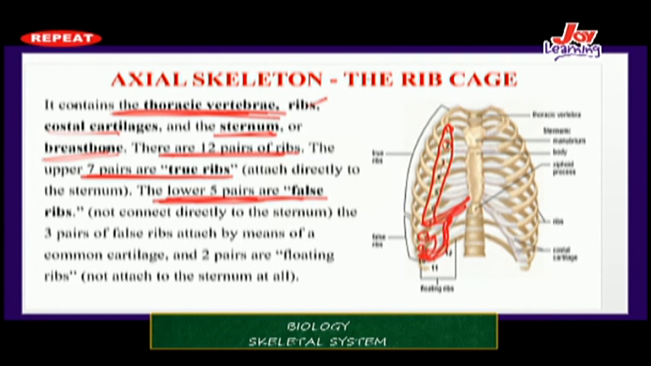So 5 of them are called false ribs because they are not directly attached to the sternum. 3 of them, 8, 9, and 10, will make an extension to attach to the 7th rib cartilage. Then we have the 11th and 12th, the last 2 down there, what we refer to as the floating ribs. That gives us where the vertebral column and the rib cage would end with the axial skeleton.